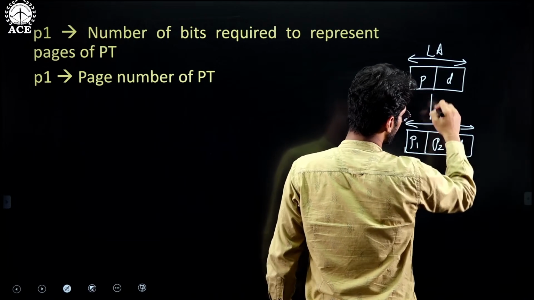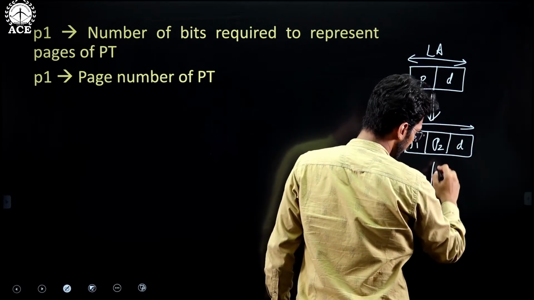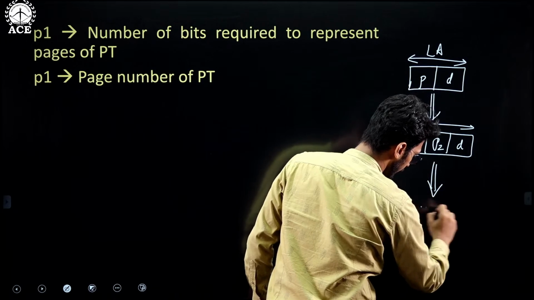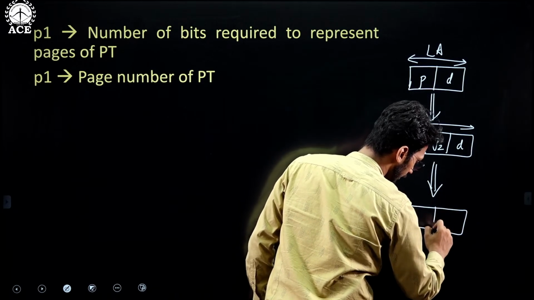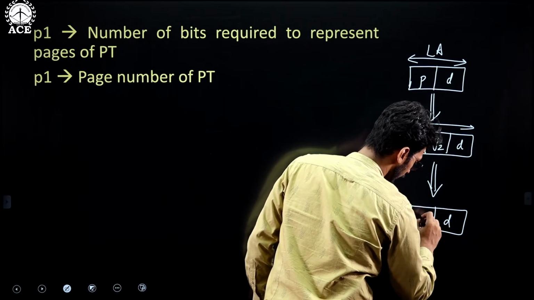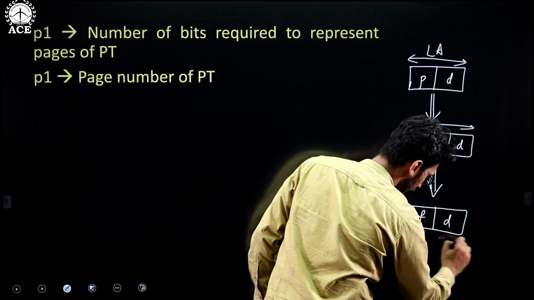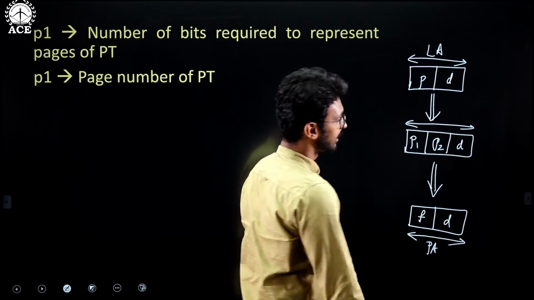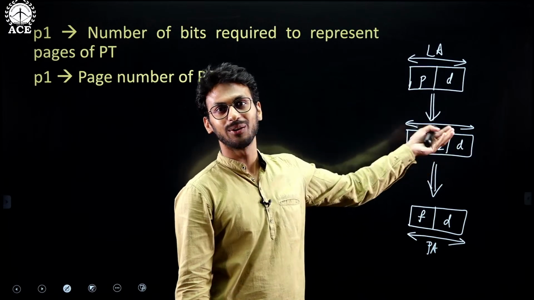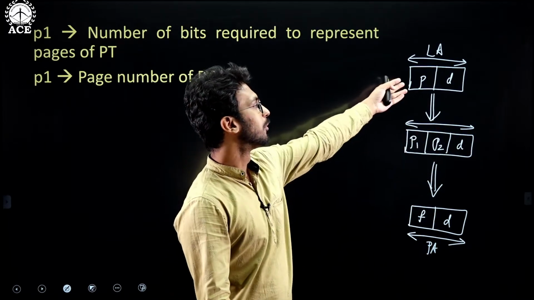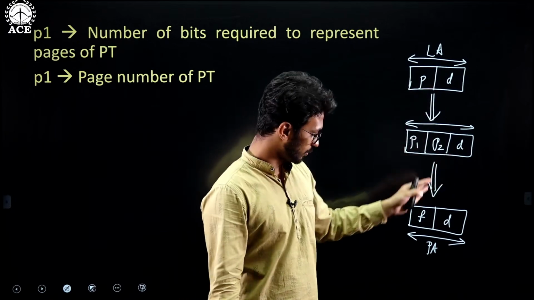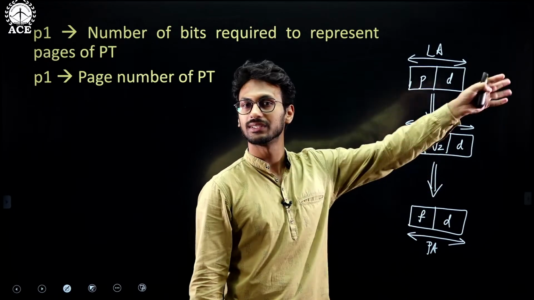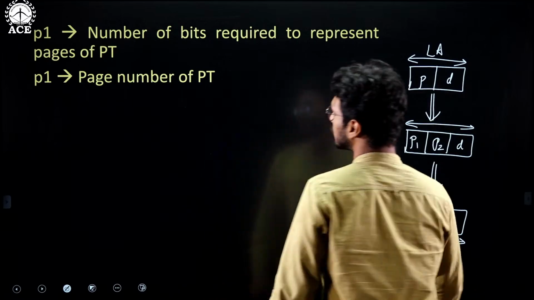From this you will come to a point where you will get that frame number, in which frame that particular thing is present. What is it? F and D. What is this? Physical address. So that is the procedure you will have to follow: from PD to P1, P2, D to FD. Done with this one. Very easy. Just have a look at this one.